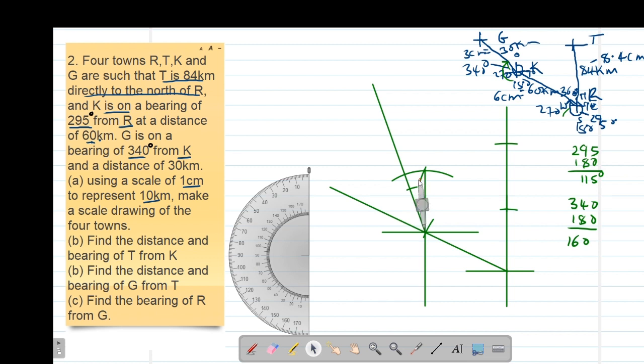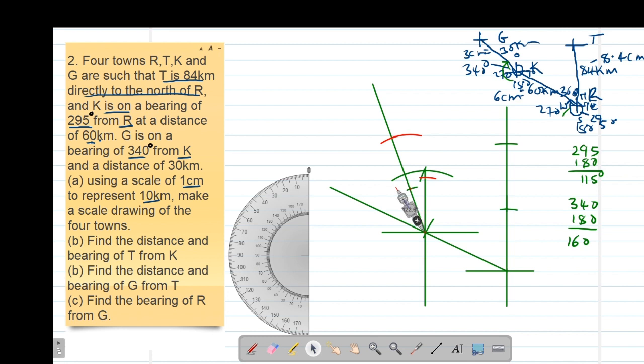Then I'm going to make an arc here. Then I simply, with the same radius, transfer it to this point that I've made here. Then I also make an arc on the upper side of this. Then I simply take my pair of compass back to the starting point, which was this point here.